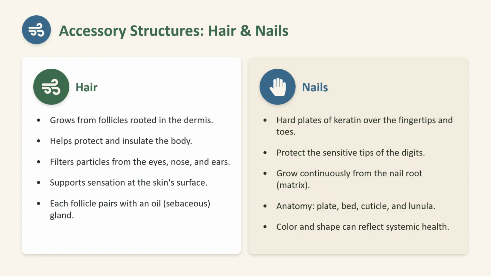Here's the basic anatomy. The nail plate is the hard visible part. The nail bed is the skin underneath. The cuticle is the seal at the base, and the lunula is the pale half moon.